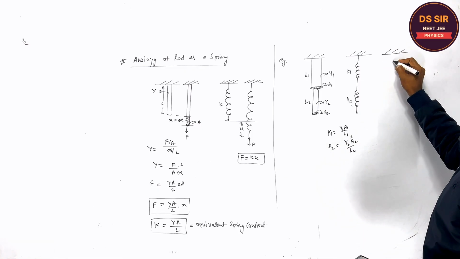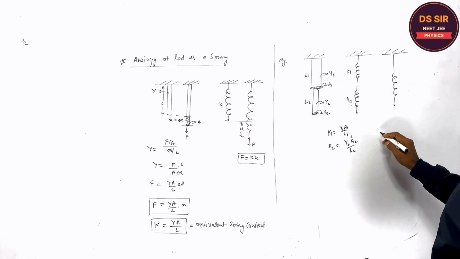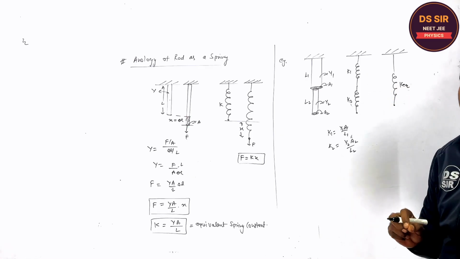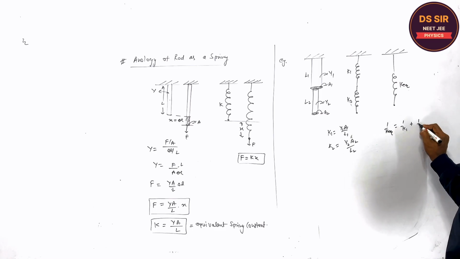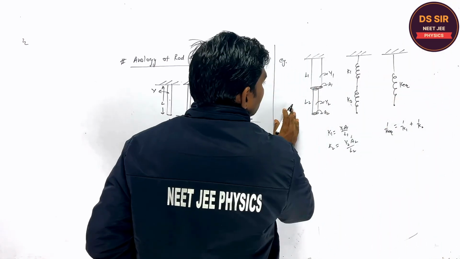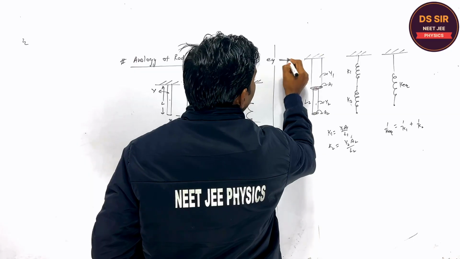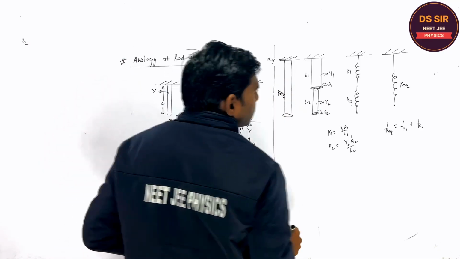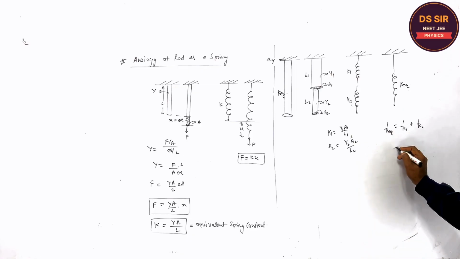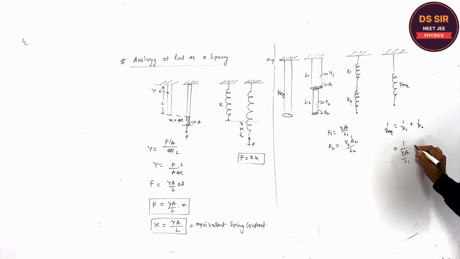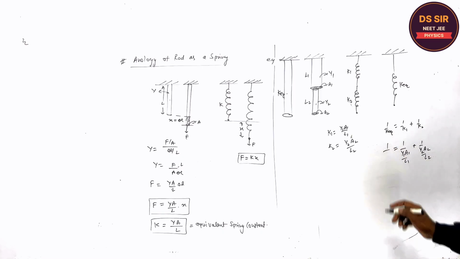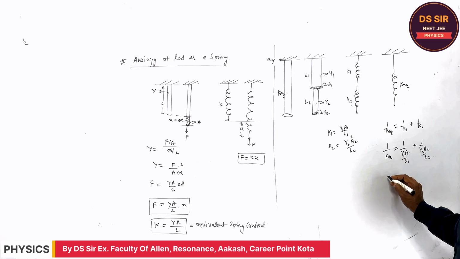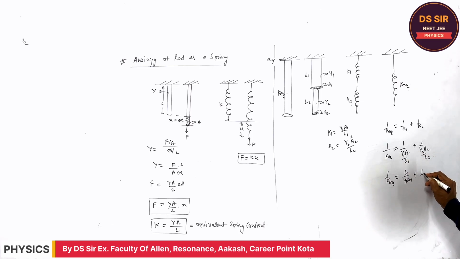So what is the equivalent spring constant? When the springs are in series, how do we find K equivalent? 1 upon K equivalent is 1 upon K1 plus 1 upon K2. So for this rod, we find K equivalent with the help of this. 1 upon K equivalent is L1 upon Y1 A1 plus L2 upon Y2 A2. In this way, you can find the K equivalent. Is it clear or not?